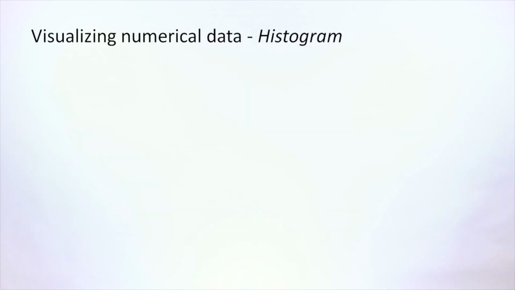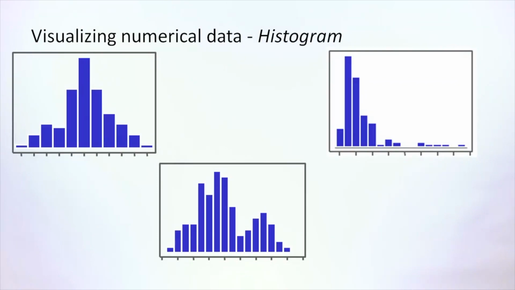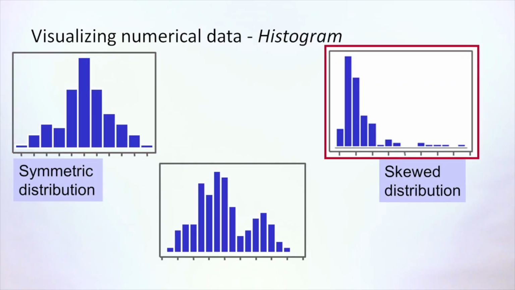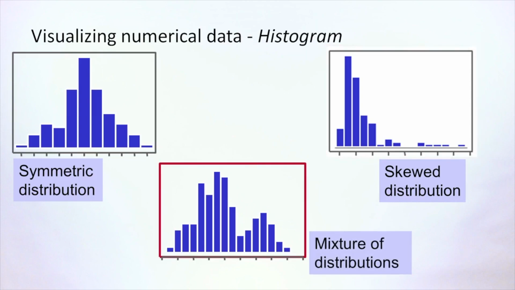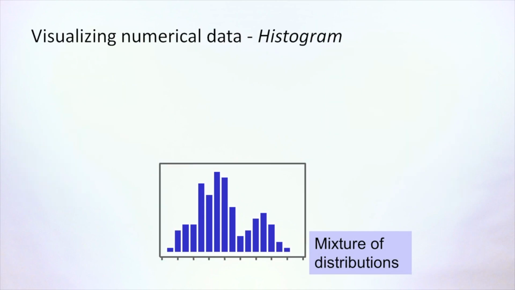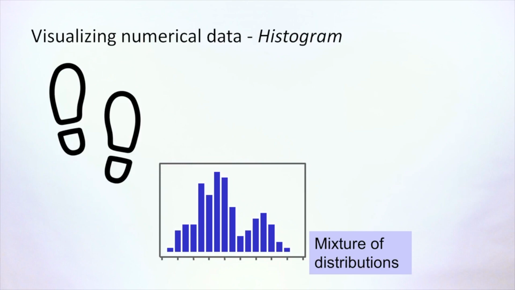Histograms can be used to reveal interesting patterns in your data. It can be used to see whether your data is symmetrical or skewed, or even whether it is bimodal. Bimodality typically occurs when two distinct populations are present in the sample, giving a mixture of distributions. For example, you might be measuring shoe sizes. Then the left peak will be the female shoe sizes and the right peak will be the male shoe sizes.